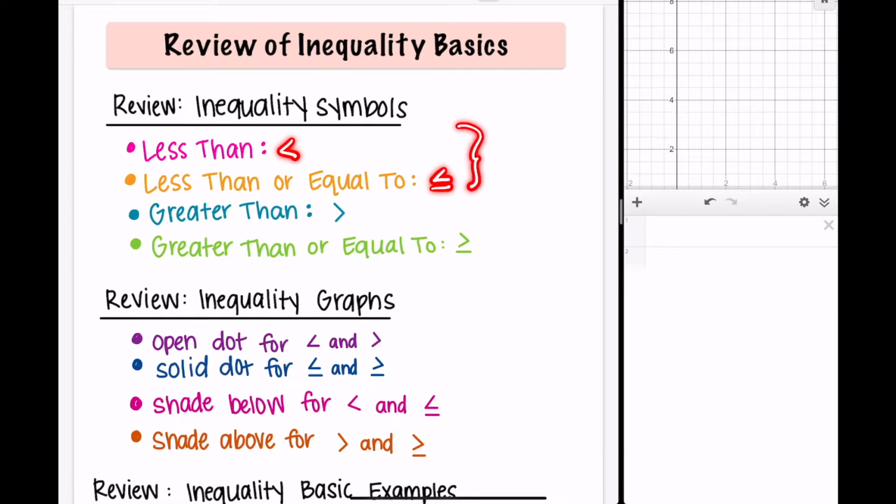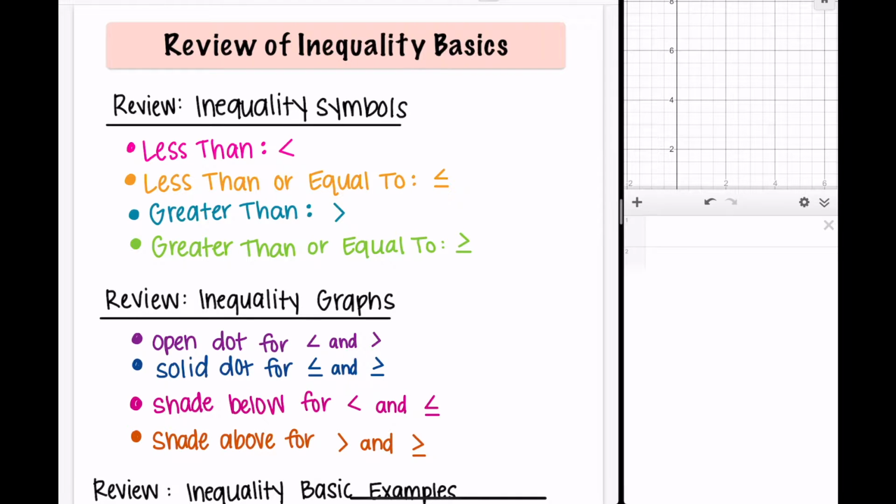Now, these two make an L. When you hold up your 2 fingers in your left hand, they make an L for less than, so hopefully that can help you remember those. Now, greater than faces the opposite direction, and greater than or equal to is just the greater than symbol with the bar underneath.